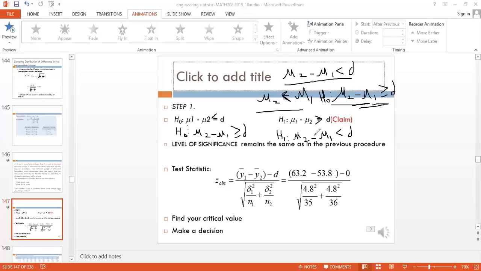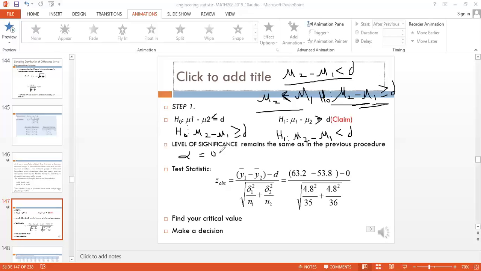If we are writing it in this form, it's the same as this. It's just like multiplying through by a negative one. Once the negative one runs through, this will be positive, this will be negative, and the sign will change to less than. It's the same thing. Then the next thing is to write your level of significance, which will be alpha is what?